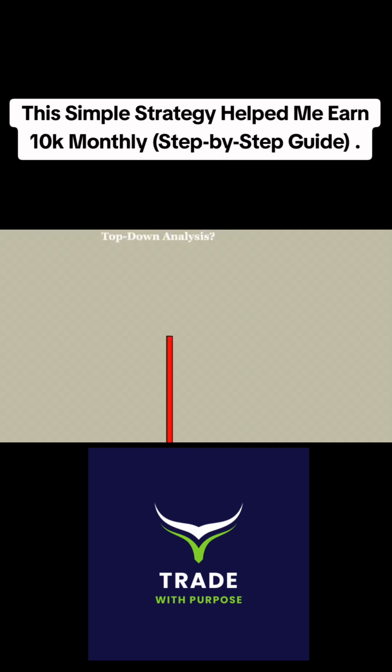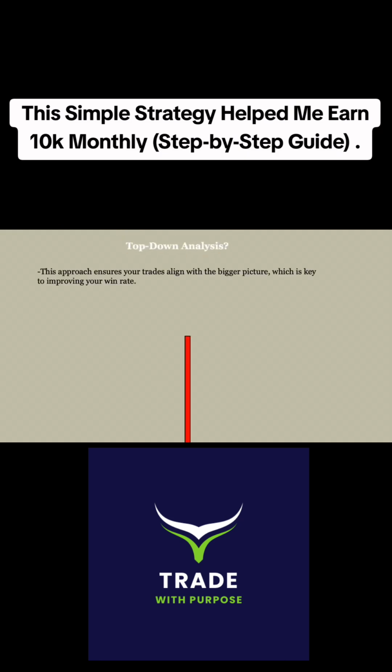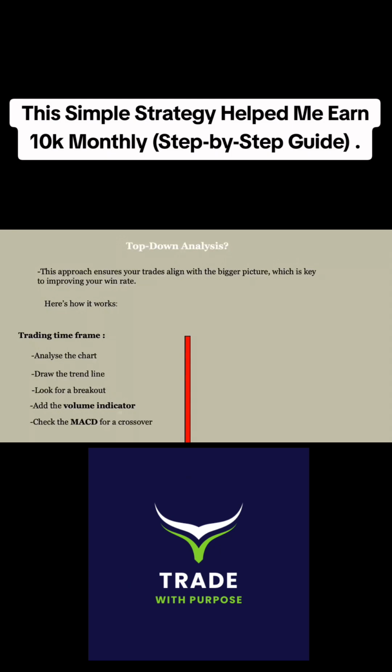Now that you've got the strategy, let's take it to the next level with top-down analysis. This approach ensures your trades align with the bigger picture, which is key to improving your win rate. Here's how it works. On your trading time frame, start by analyzing the chart. Draw the trend line and look for a breakout. Add the volume indicator to confirm that the breakout is supported by strong buying or selling pressure, and check the MACD for a crossover to validate the momentum.